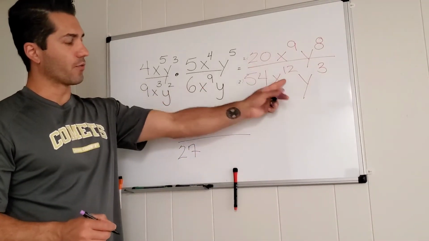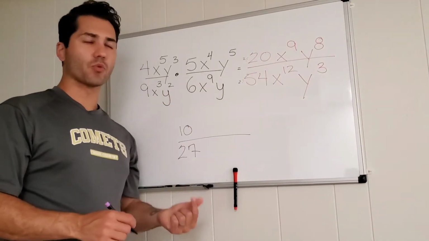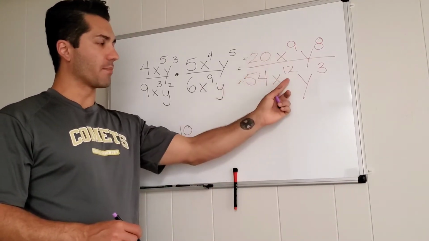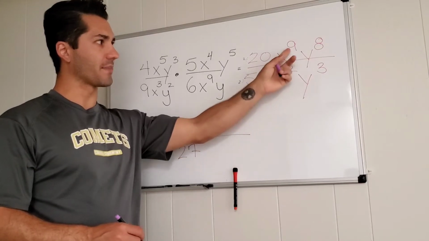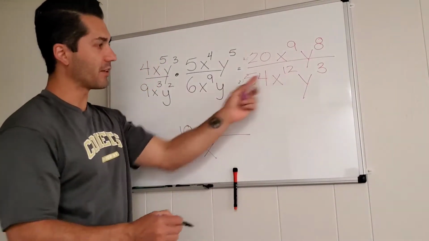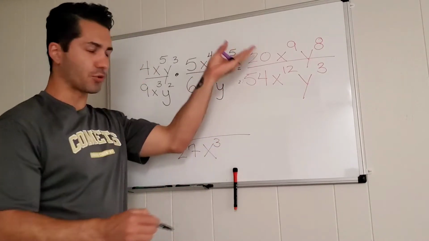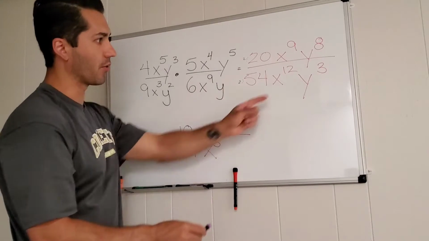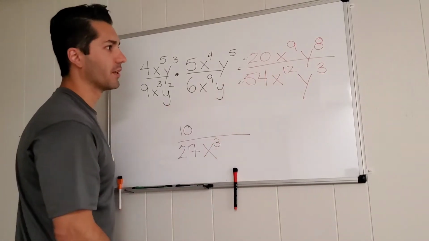X to the 9th over x to the 12th. If you remember the power rules, this is the quotient property, but you have more on the bottom. There's 12 on the bottom, 9 on top, so you know your x's are going to be on the bottom. How many more do you have down there? 3. It's subtraction, but you know the direction of where to go. So 12 minus 9 is 3, but you know they're going to be on the bottom. That's where there's more of them.